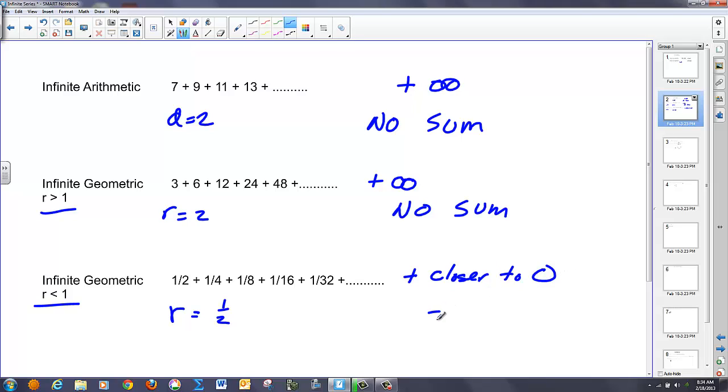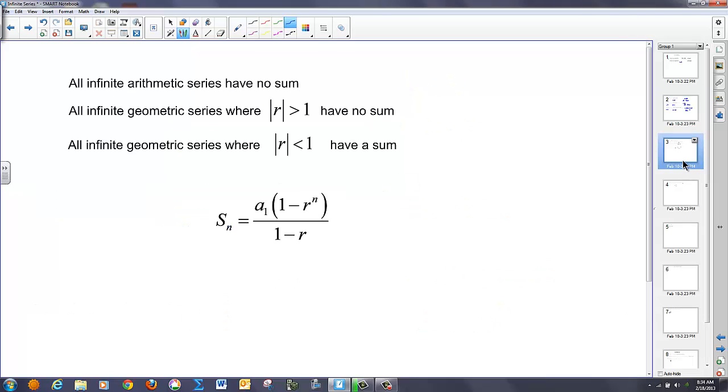The question is, is this going to have a sum? And that's what we're going to look at today. One thing we can take from this prior demonstration is that if I look at an arithmetic series, none of those will ever have sums because they go to infinity. Likewise, for any geometric series where my ratio is greater than 1 in absolute value, that's going to also have no sum because we'll eventually go to infinity.